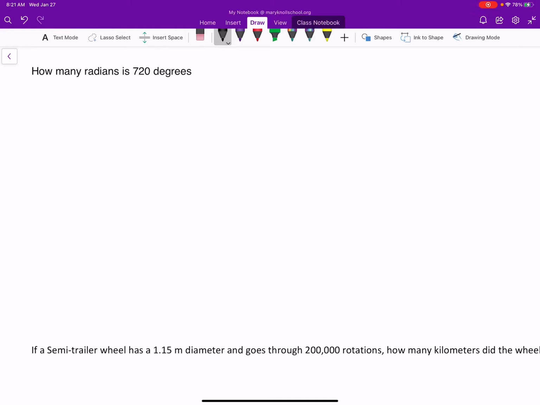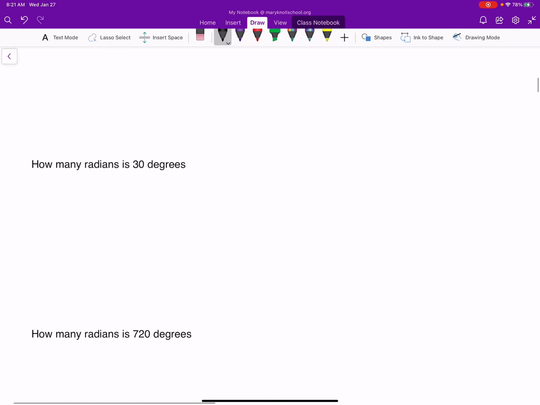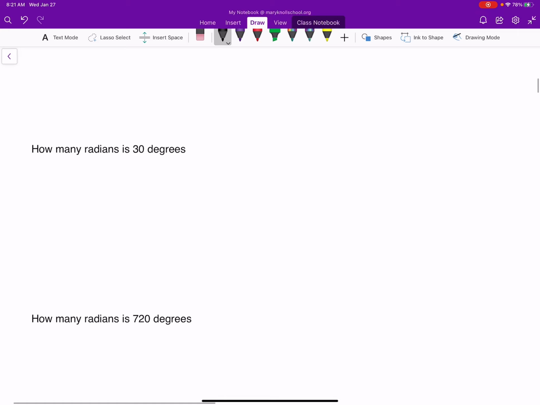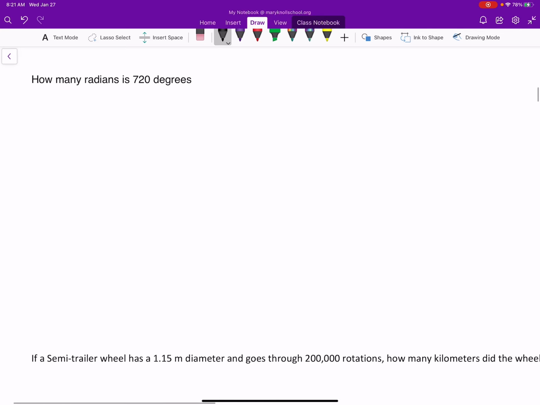Okay, so how many radians is 720 degrees? Let's go ahead and write down what's true, what we absolutely know. 360 degrees is 2 pi radians. So I know if we multiply both sides by 2, then I get 720. But let's say I didn't know that.